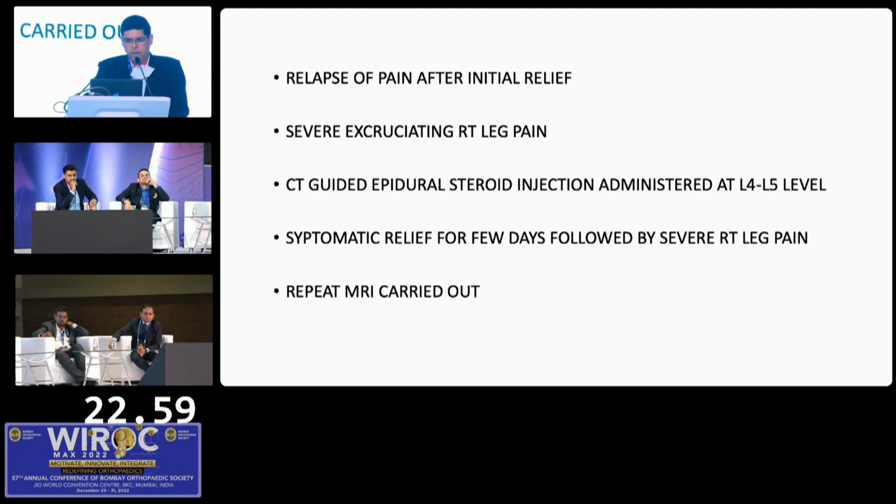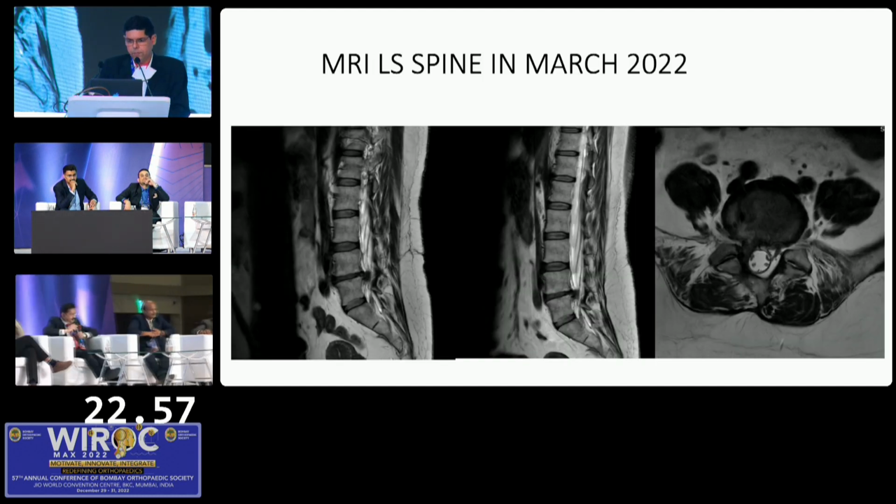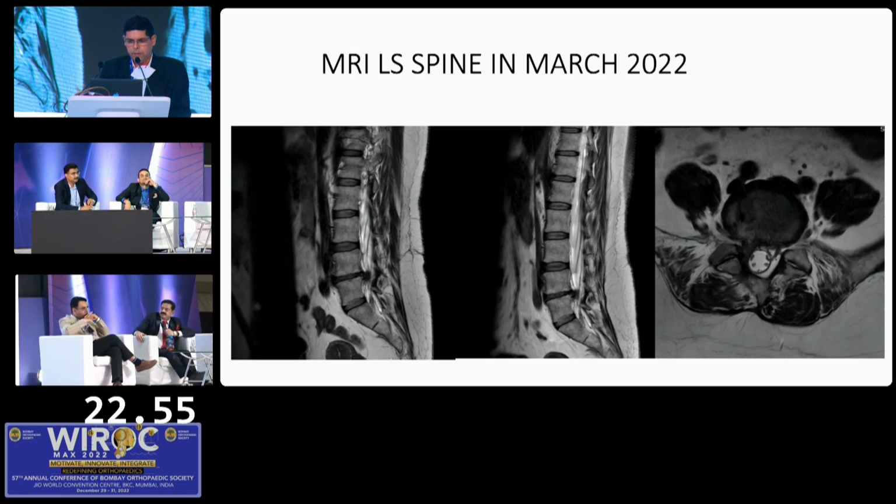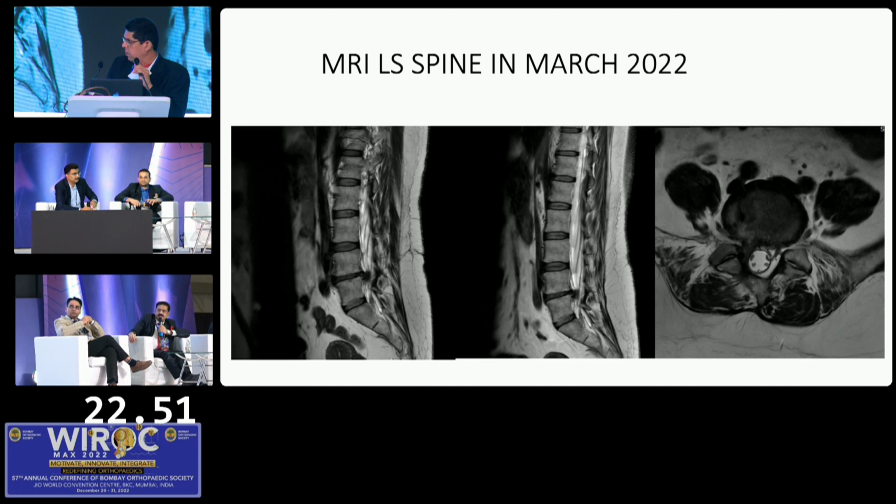Again, we did a repeat MRI. This is the MRI. This patient was treated recently, in 2022. So now, what would you like to do? I think in this case, I would not actually get a repeat MRI, because I don't expect to see anything else, unless I'm suspecting a disc prolapse proximally or distally.